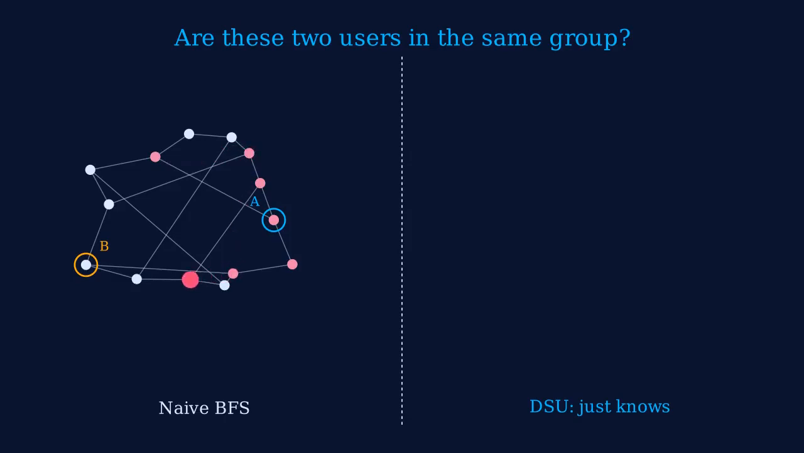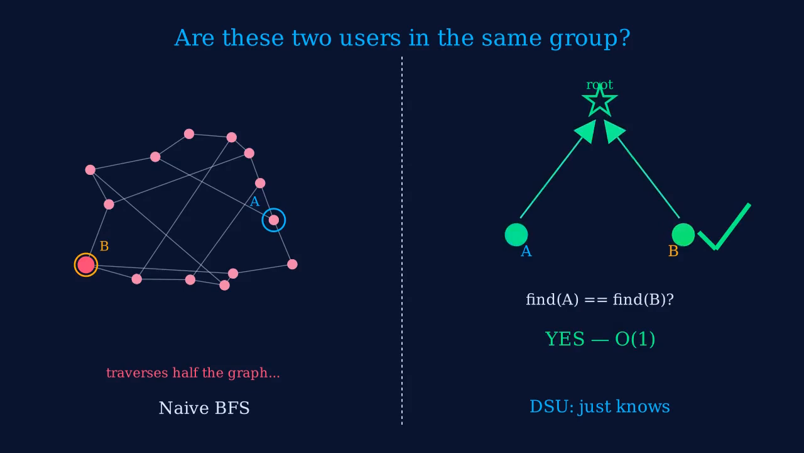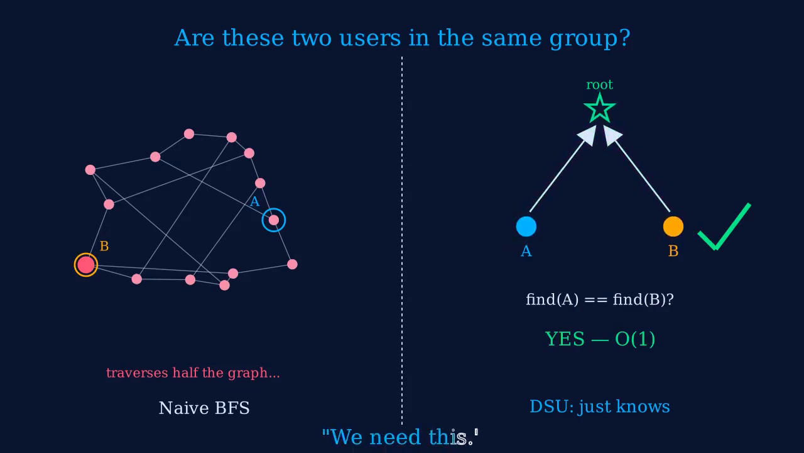So we need a structure that doesn't traverse, it just knows. Something that can answer same group in basically constant time, even as new friendships form every millisecond. This is the exact problem a computer scientist named Bernard Galler thought about in the 1960s, long before any social network existed. He was thinking about equivalence classes and compilers, but the shape of his answer is the shape Instagram needs today. It's called the union-find data structure, or disjoint set union, DSU for short.